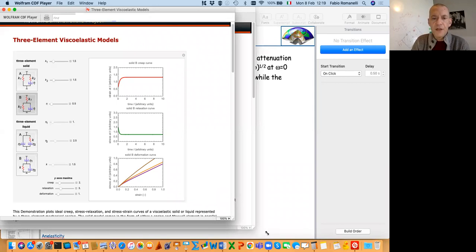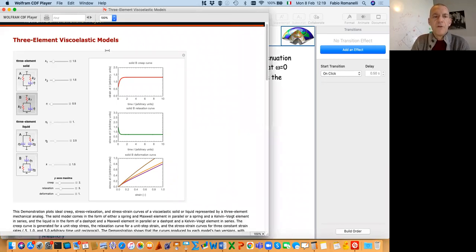So this is the free CDF player. 3-element viscoelastic models. This piece of animation is not coming from a seismology course, just to show you that this is very important for rheology in general. And you can play with this. And you look, stress T and strain. So you see, changing the parameters here, you can change those curves. You can change the springs, K1, K2, and that.